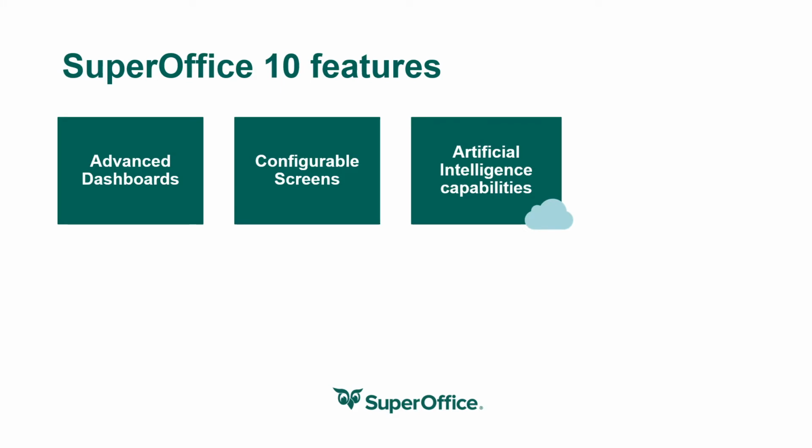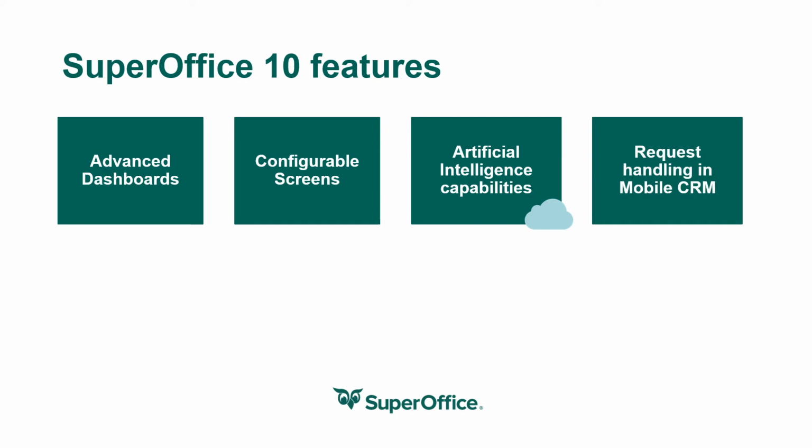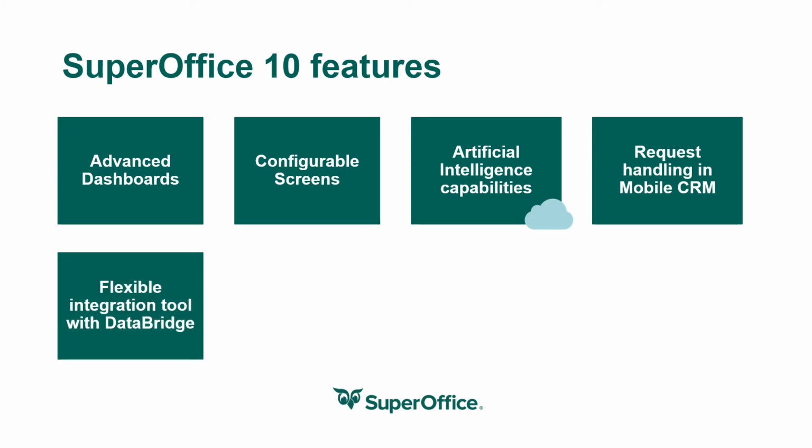You also have SuperOffice AI, which is a brand new functionality that helps you save time and reduce manual work by automating various business processes. And you don't need extensive knowledge of AI technology to use it. Then we have request handling in mobile CRM, and this feature helps you handle your customer service request directly on your mobile device when you're on the go. And then we have Data Bridge, where you can exchange information between cloud solutions seamlessly by setting up automatic data transfers that save time, remove manual work, and ensure data quality.